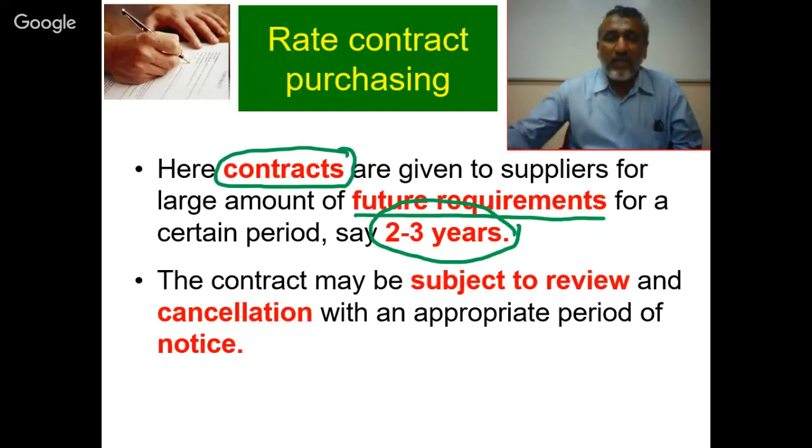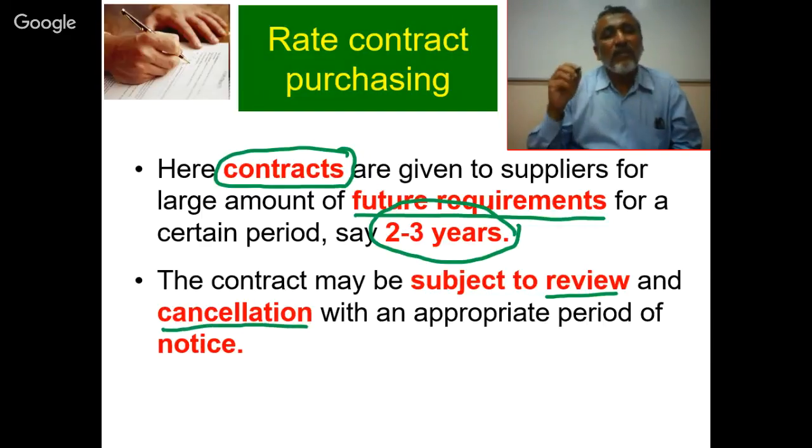This contract may be subjected to review or cancellation by giving an appropriate period of notice. Say if the supplier is not able to supply, he may give a period of notice, say a few months, and after that he may stop the supplying.